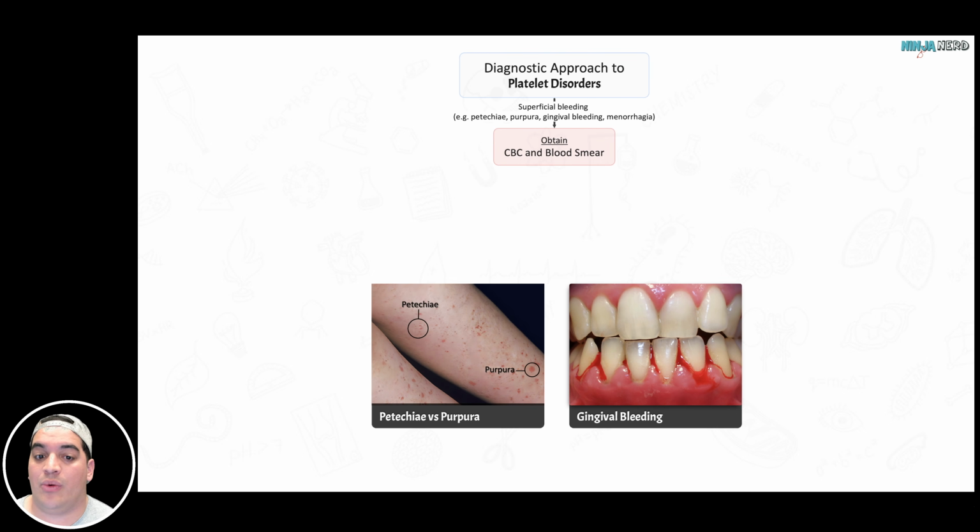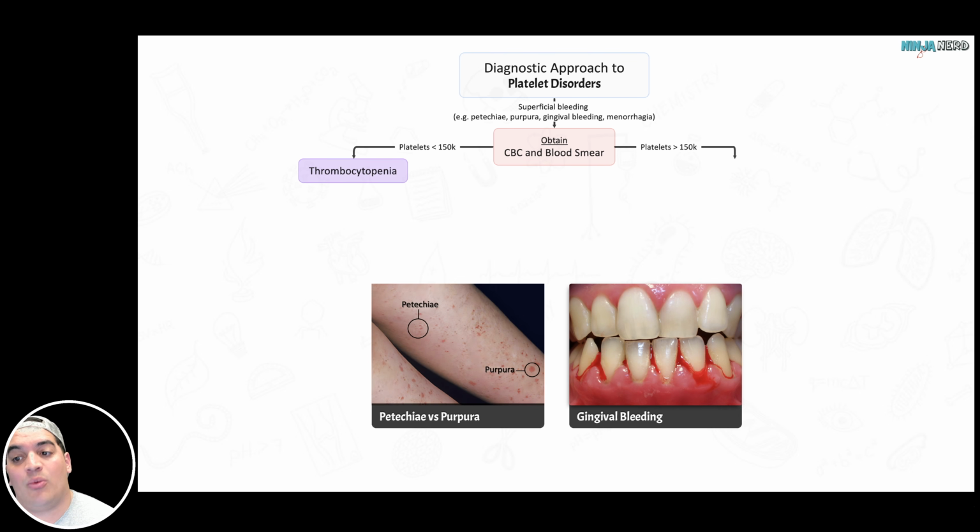Then what you want to do is you actually want to see, does the CBC suggest that the platelet count is low, suggesting a thrombocytopenia, or is it normal? And other bleeding factors are coming into play. You have platelet dysfunction that is occurring. If the platelets come back less than 150K, oh, is this thrombocytopenia? But if the platelets come back greater than 150K, so it's normal, then I need to take into consideration, could this be a platelet dysfunction?